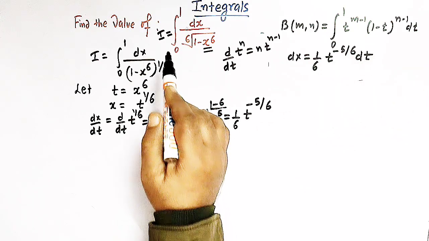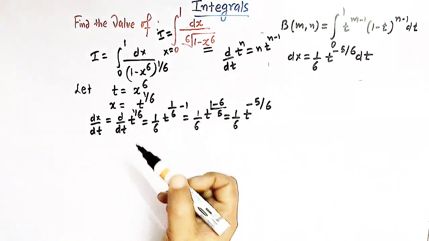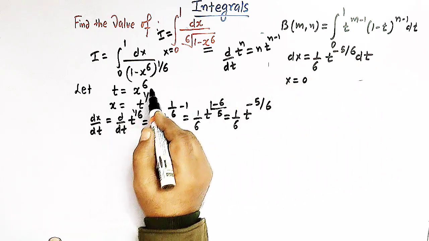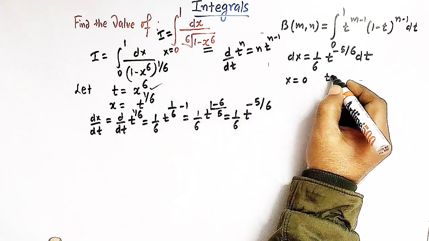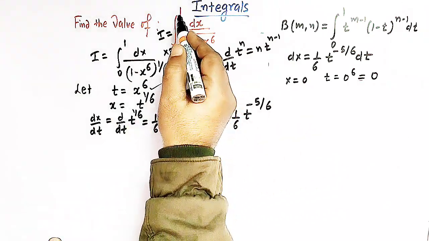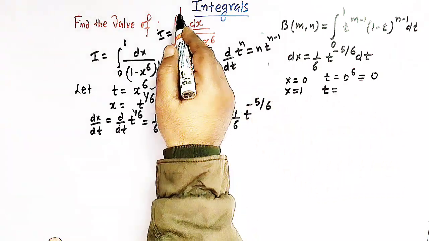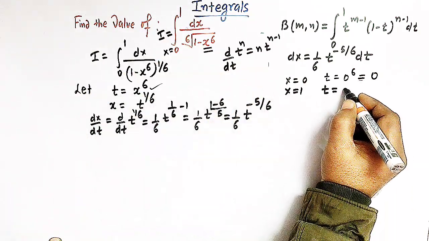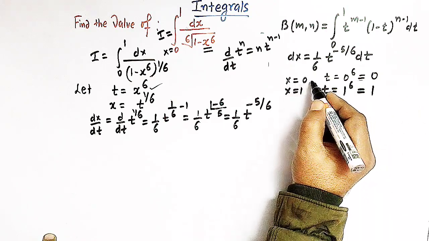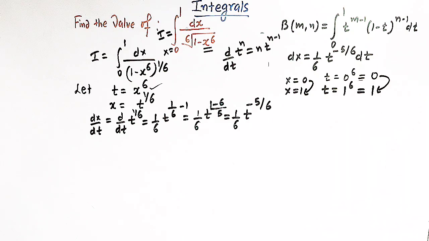Now let us change the limits accordingly. So here x varies from 0 to 1. When x is equal to 0, the value of t can be obtained from this relation. So we have t is equal to 0 raised to 6, that is simply 0. And when x is equal to 1, then we have t is equal to 1 raised to 6, that is simply 1. So when x varies from 0 to 1, then t varies from 0 to 1.